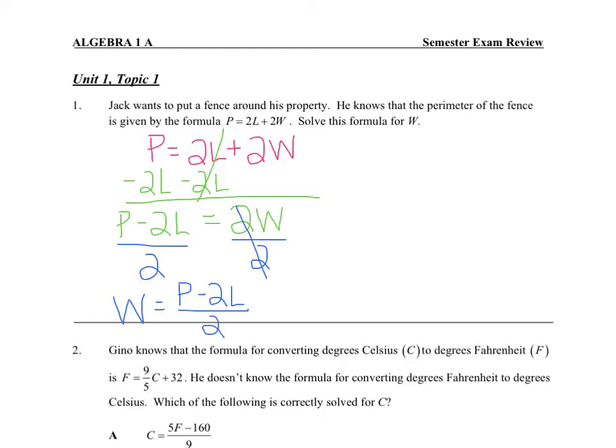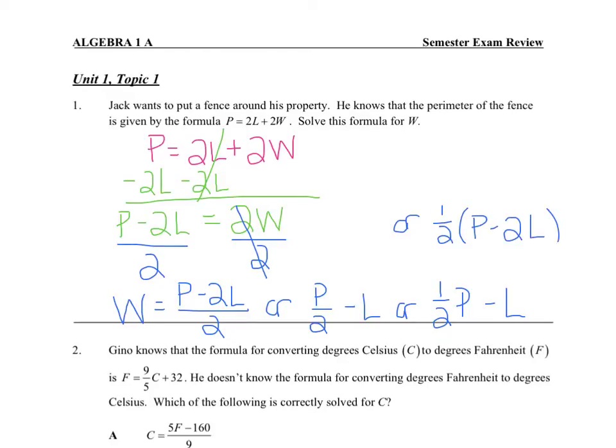I can also write this and actually divide it out and have P divided by 2 minus L, or I can have 1/2 P minus L. You could also write this as 1/2 of P minus 2L, but I don't think any of you would actually write that, because this answer works, or you have your simplified answer. I don't think any of you would actually go to this parentheses and taking out the 1/2. Personally, I would not, so I don't think you should either.